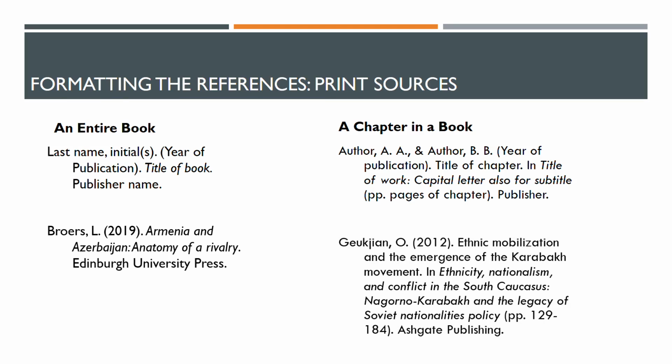Gyukajan, O., (2012). Then the title, Ethnic Mobilization and the Emergence of the Karabakh Movement. Then the location, which would be "In," and then in italics, Ethnicity, Nationalism, and Conflict in the South Caucasus, Nagorno-Karabakh, and the Legacy of Soviet Nationalities Policy. Then immediately after that, before the period, we have parentheses, pp. 129-184. Last, we have Ashgate Publishing.